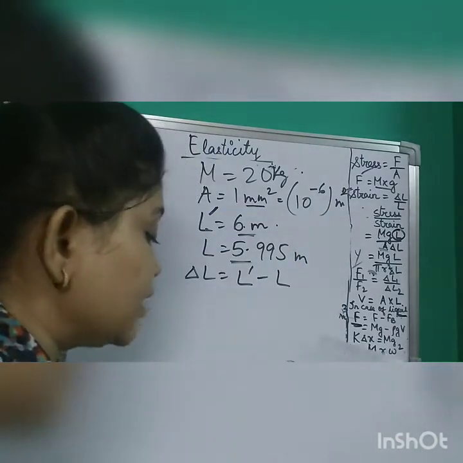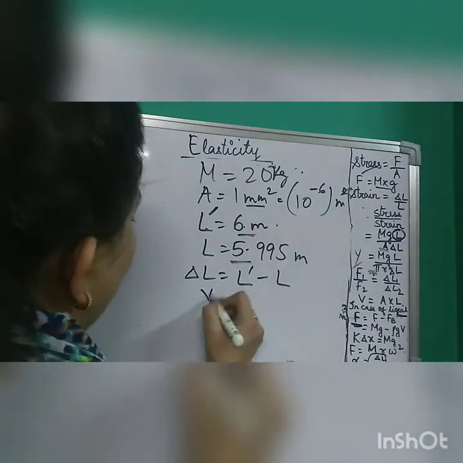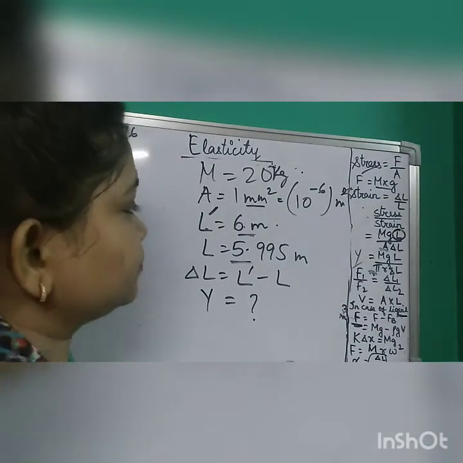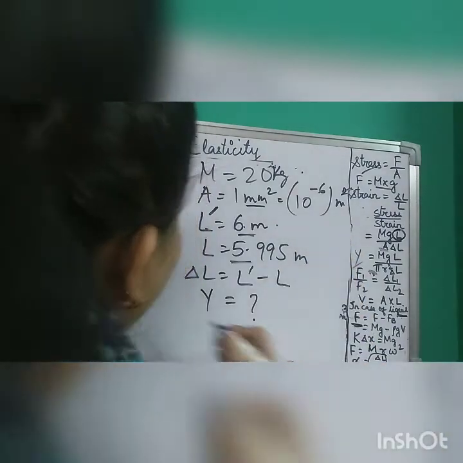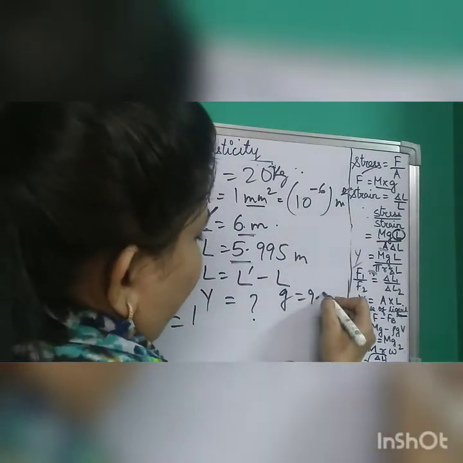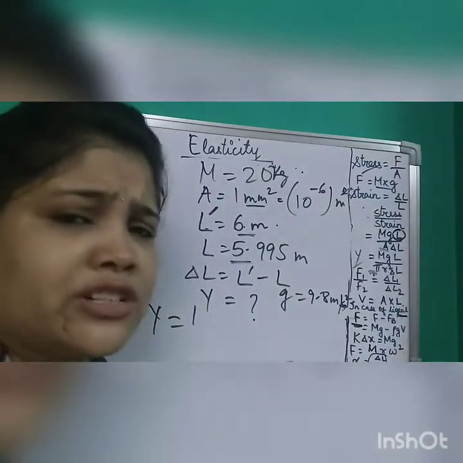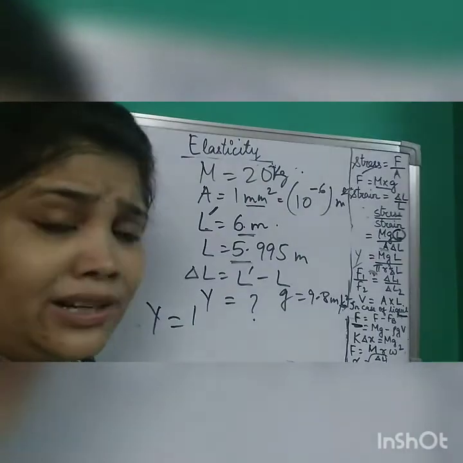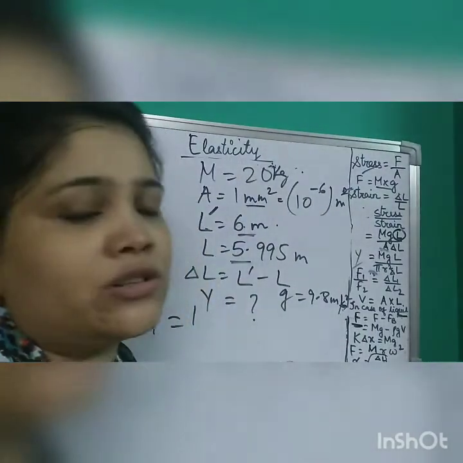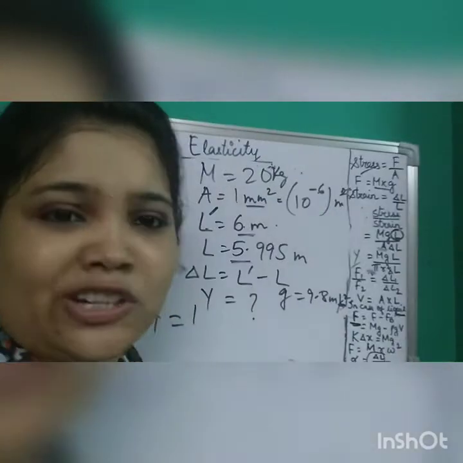What else is given? Calculate the Young's modulus of the material. Okay, so it's a very easy sum. Just put in the formula, take g is equal to 10 or 9.8, whatever. See what value is given in your book. If it is not given, you can use 9.8 or 10. Again, I'm telling you, if you use 10 also, the sum is correct. There will be a difference only in the decimal, not in the main portion.